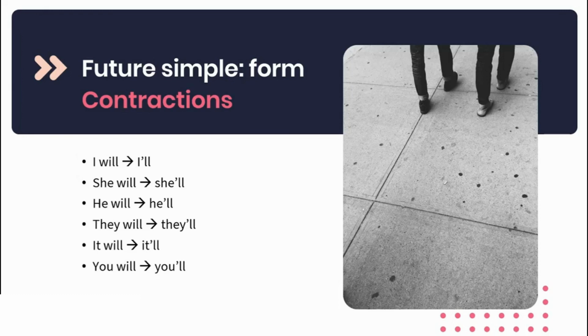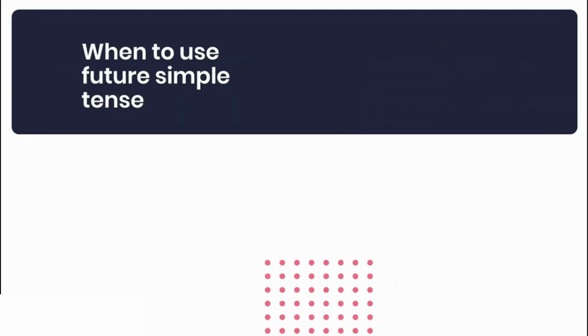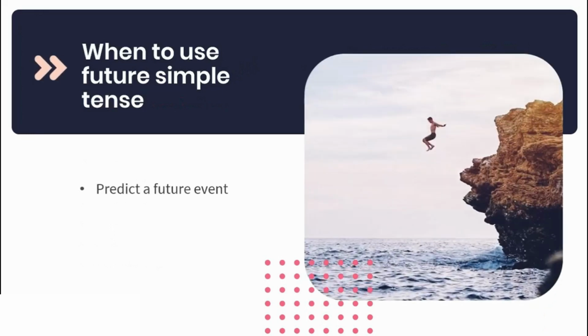It sounds more natural to use the contracted or shortened versions when speaking, but perhaps when you are writing a formal piece, try not to use contractions. You can use future simple tense to predict a future event or express willingness to do something.